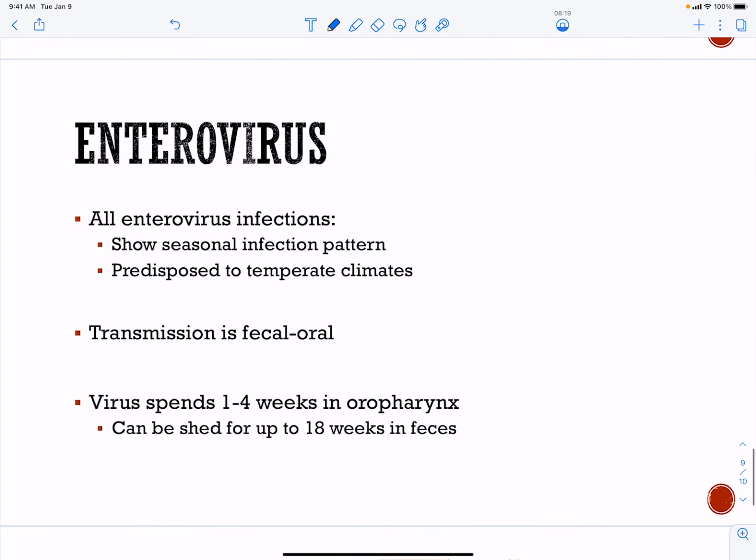Now, enteroviruses are going to have a seasonal pattern of infection. It's going to be transmitted fecal to oral, and the virus is going to be there about 1 to 4 weeks. They can hang out, and so you can shed up to 18 weeks in the feces.